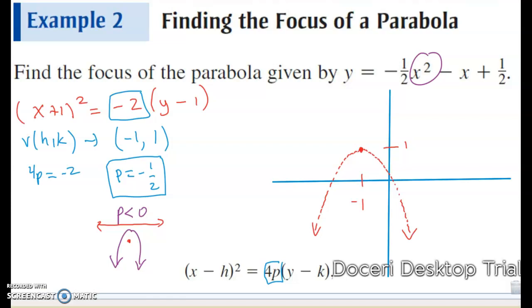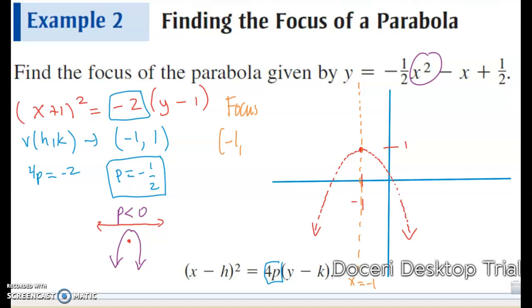In order for me to find the focus, one thing I need to point out is that the focus will lie on the axis of symmetry of this parabola. So the axis of symmetry in this case is x equals -1. So the focus is going to be on this x equals -1 line. So the x-coordinate of the focus is for sure -1 because it has to lie on that line. We just need to find the y value.